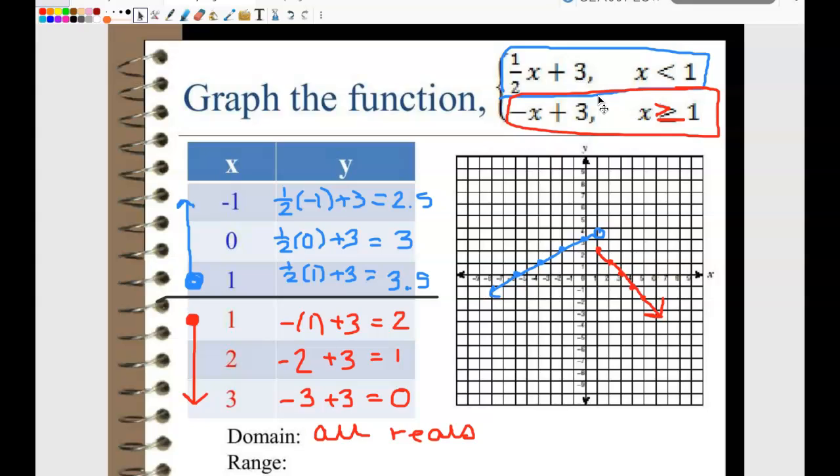Does y actually equal 3.5 though? Is the circle open or closed? Open. So what that means is my range is all the y values less than and really, really close to 3.5.